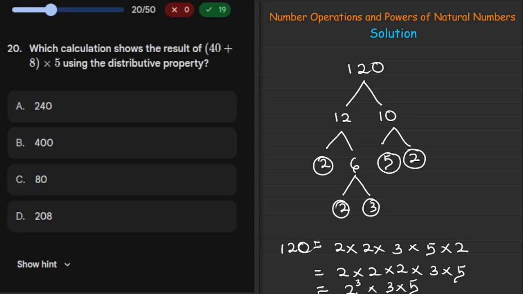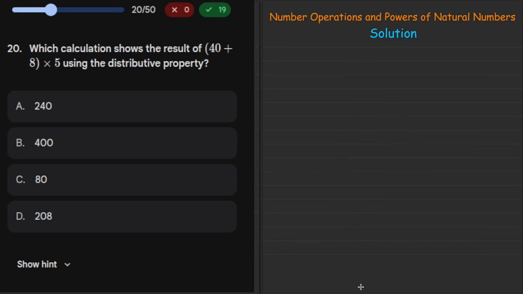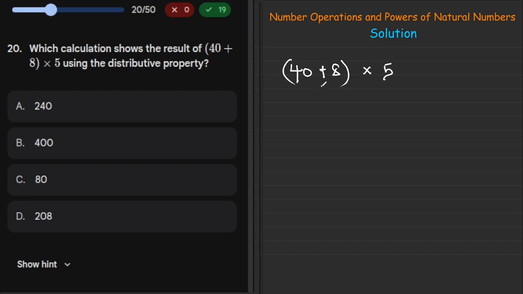Question number 20. It says, which calculation shows the results of what? 40 plus 8, and then it says times 5. So we are using the distributive property. The distributive property simply means we should multiply this by this and also multiply this by this. So we have 40 times 5, which gives us what? The 40 times 5. Then into bracket, 8 times 5.